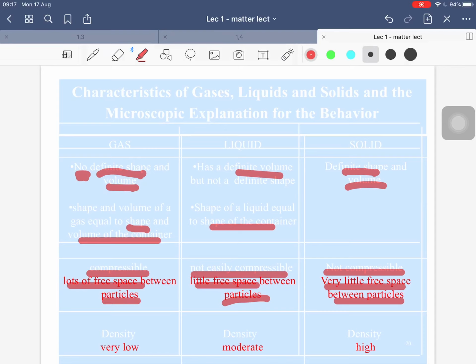And in terms of density, comparably, solid has the highest density, while liquid has a moderate density and gas has a very low density. So that's all.